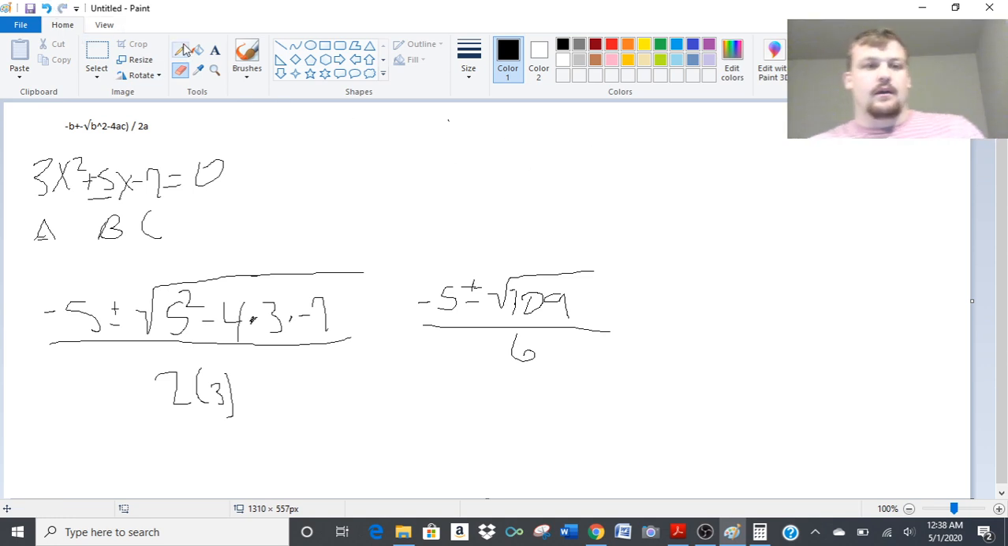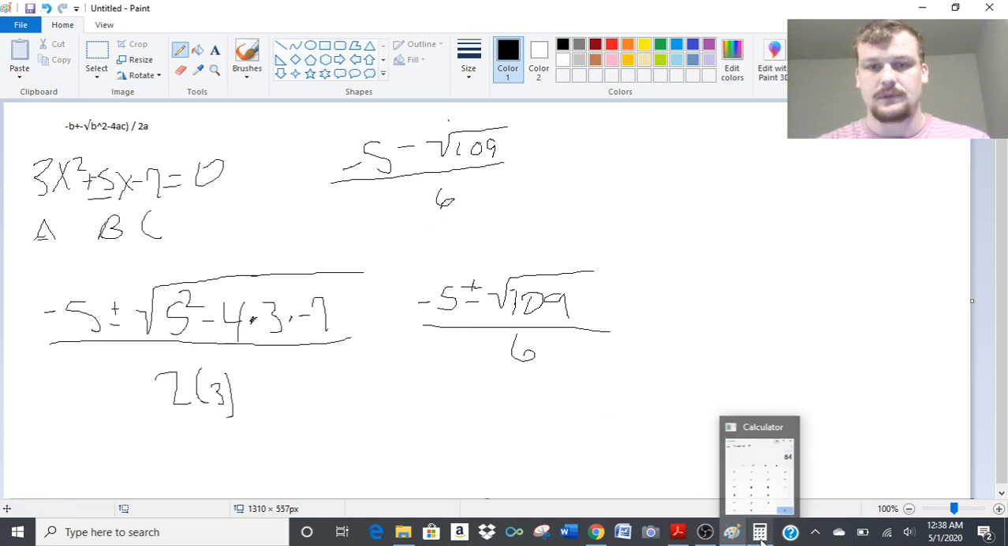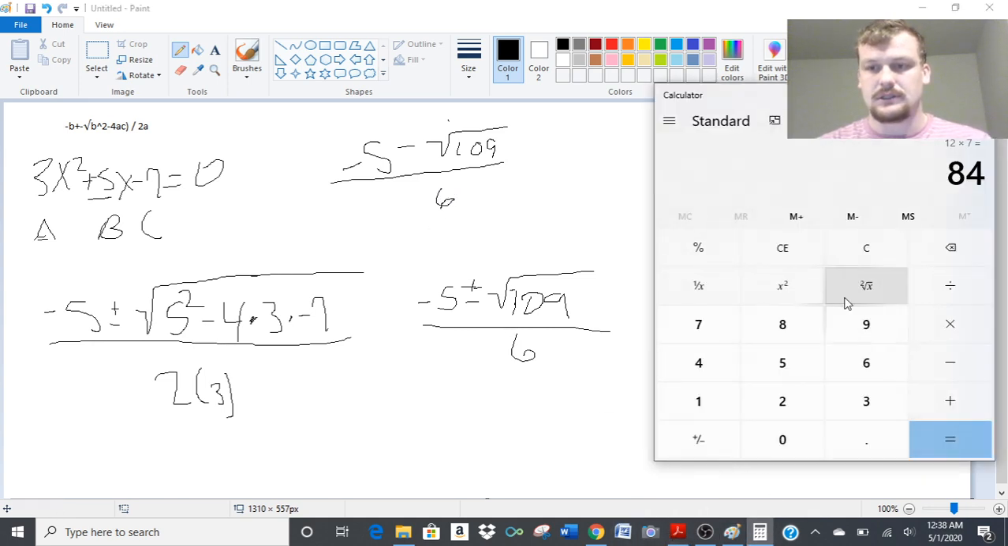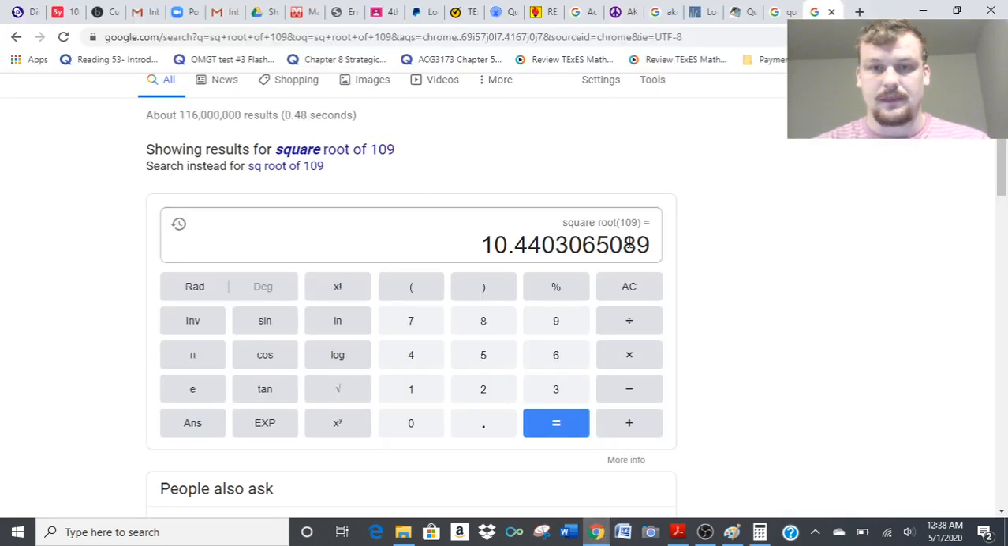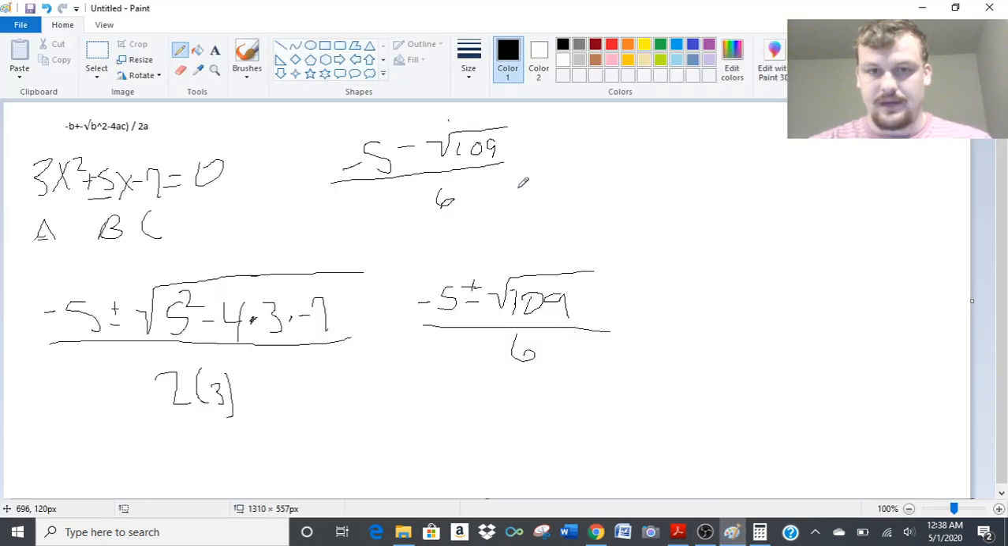Okay. So we have -5. Let's do the negative first. -5 minus the square root of 109 over 6. So let's see. Square root of 109. What the heck just happened? I don't know what's happening. Oh, there we go, square root of 109, 10.4. So now we have -5 minus 10.4 over 6.